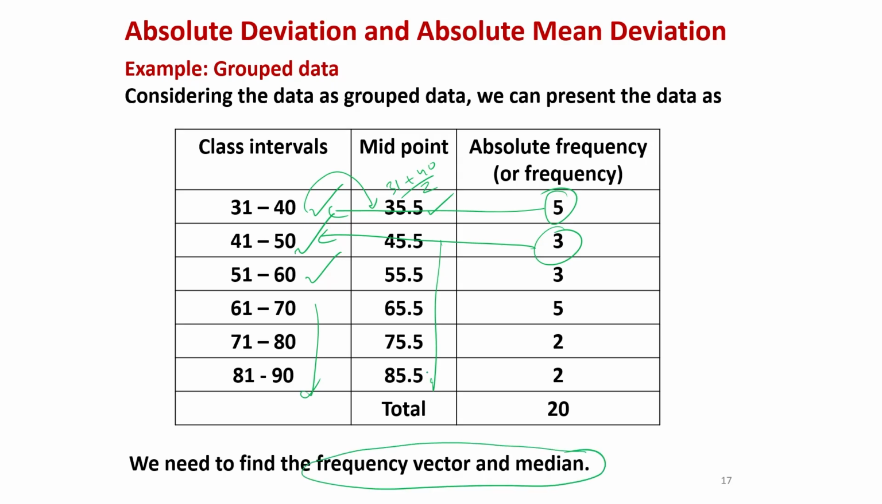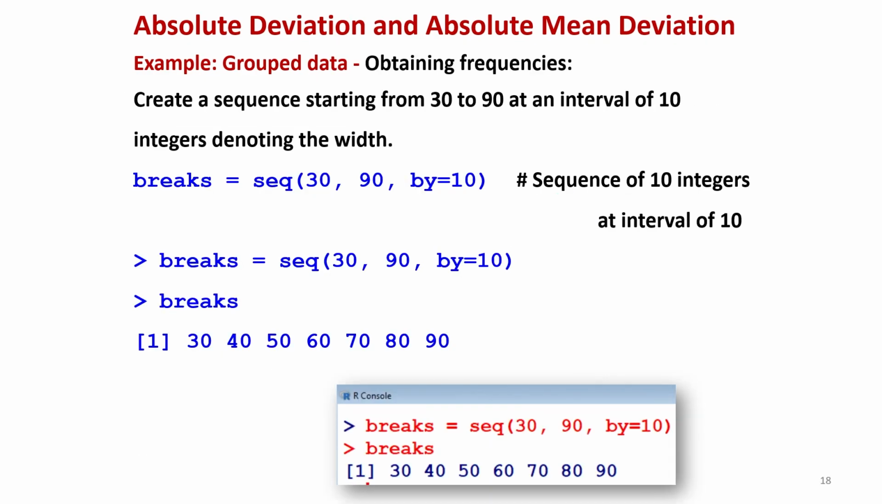The x values are already obtained in this column, right. I will not go into much detail, but I have already used this concept several times by using the commands breaks and cut. In order to obtain the frequencies, I create a sequence from 30 to 90 at an interval of 10, which denotes the width. So I create a sequence from 30 to 90 by 10, and then I save it in the command breaks, right.